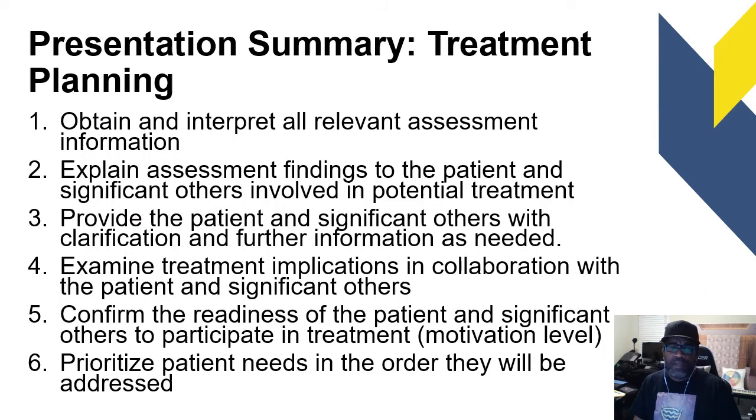Summary. Presentation summary. Treatment planning. 1, obtain and interpret all relevant assessment information. 2, explain assessment findings to the patient and significant others involved in potential treatment. 3, provide the patient and significant others with clarification and further information as needed. 4, examine treatment implications in collaboration with the patient and significant others. 5, confirm the readiness of the patient and significant others to participate in treatment, you know, the motivational level, and 6, prioritize patient needs in the order they will be addressed.